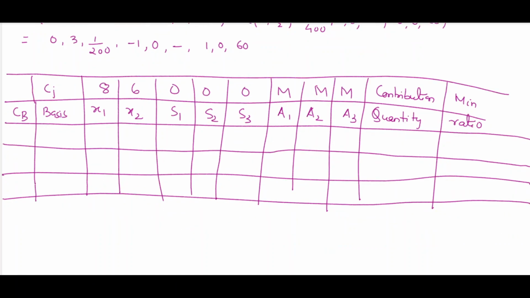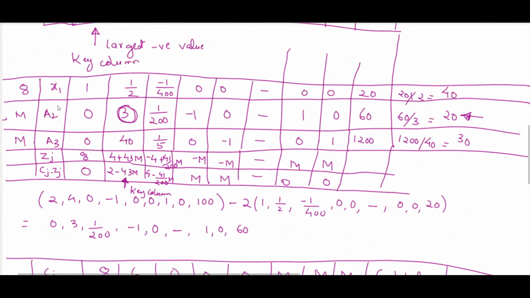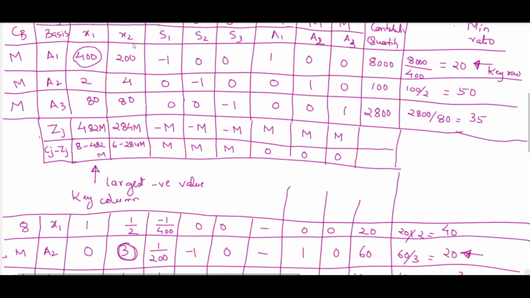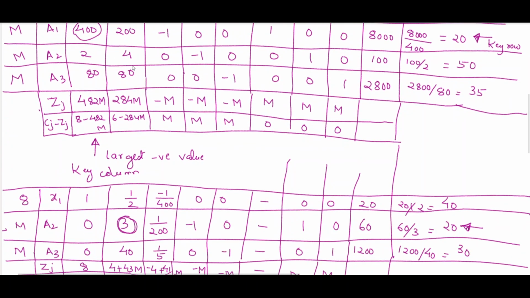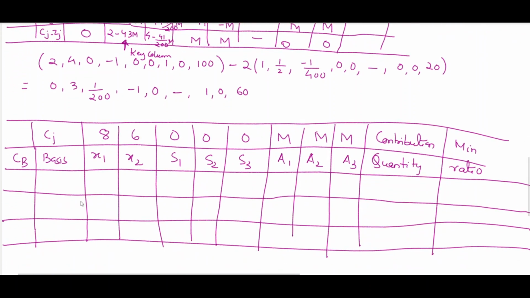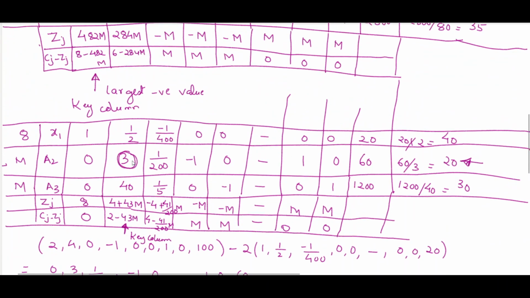Then in this problem what will happen, your a2 will go out. Instead of a2, your variable will be your x2. What is the coefficient of x2? It is your 6. So we'll start filling from the second row onwards first. So it is your x2 and its coefficient is 6. Now what we will do, the intersection element is 3. Divide the entire row by 3.